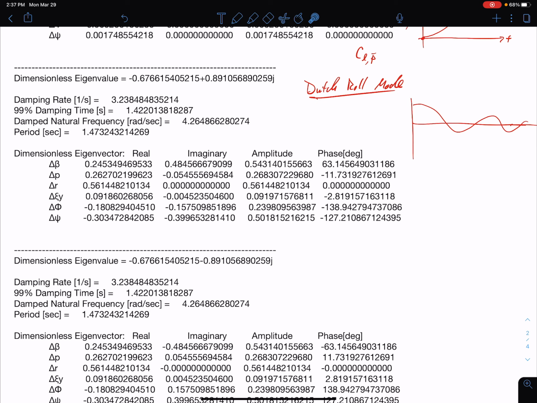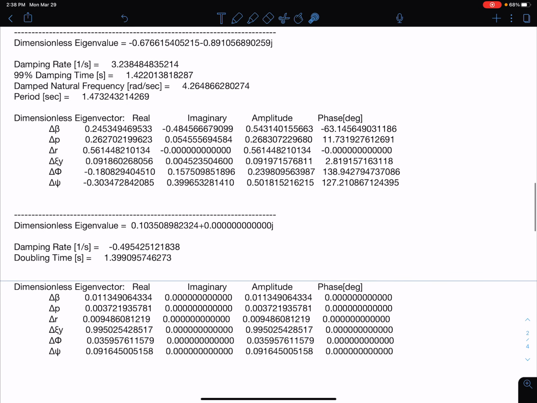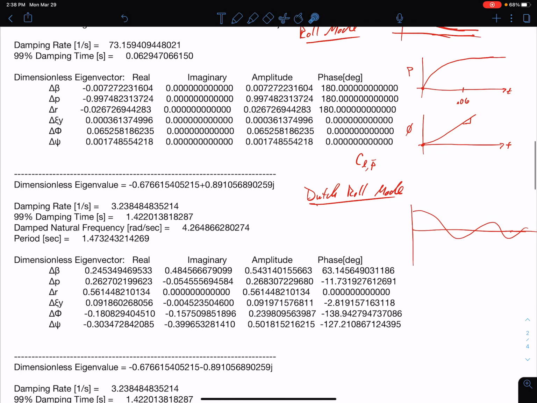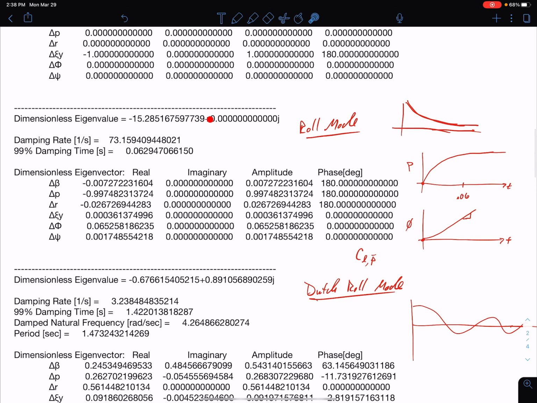But that's where, so this is our next dimensionless eigenvalue, and of course it's got the counterpart here, the complex conjugate. So that's the Dutch roll mode. And so now let's move on. We had one more real. Remember, this real number pairs with this previous roll mode. That was a real number.